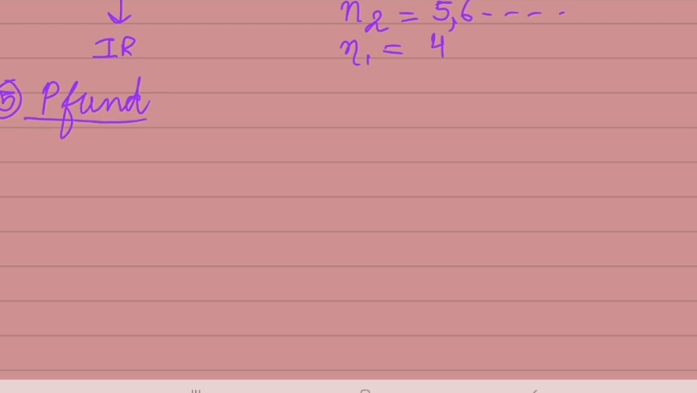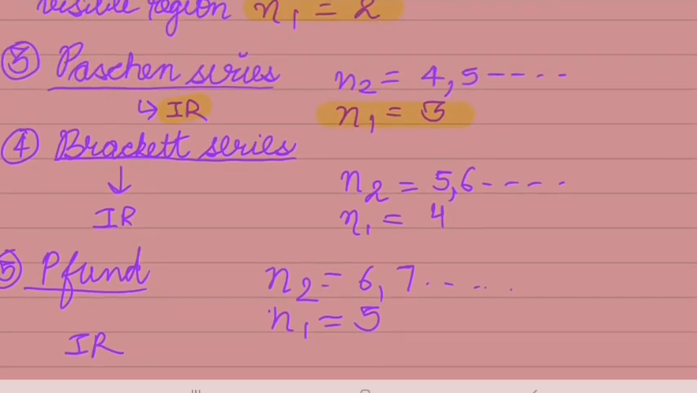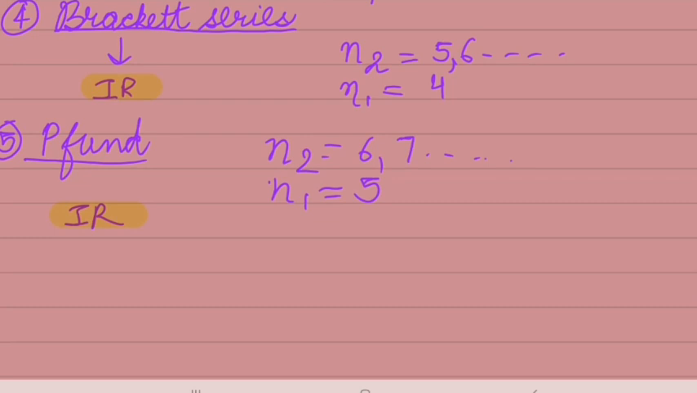P is silent over here. n2 will be now from 6, 7 till infinite. n1 will be always equal to 5. The region in which it lies is again infrared region. So you should at least know that in the Paschen series also it lies in infrared, in Brackett also it lies in infrared, and in Pfund also it lies in infrared region. The last one is Humphreys series, which is not in our course. So these are the 5 series of hydrogen spectrum, and many questions are formed from this part only.